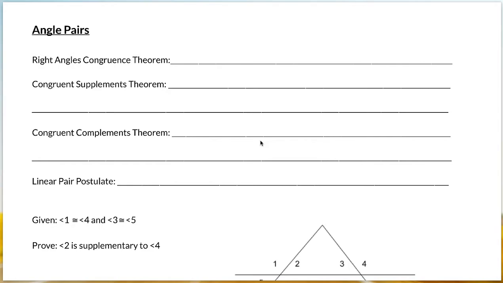We'll be talking about angle pairs. Some of these angle pairs we have seen already in class, and some of the rules are new. We are going to start with some reasons that we might be using in our proofs. The first one is the right angles congruence theorem. The right angles congruence theorem states that all right angles are congruent.